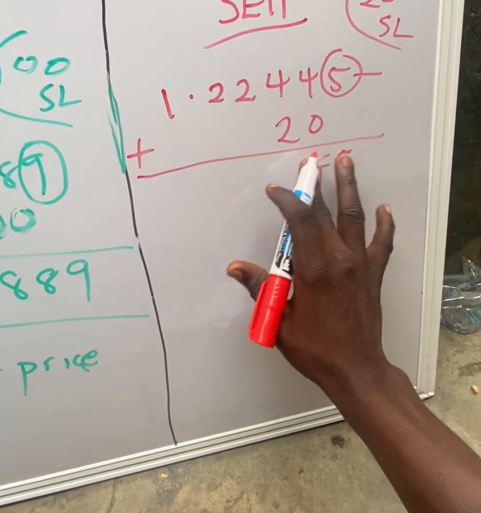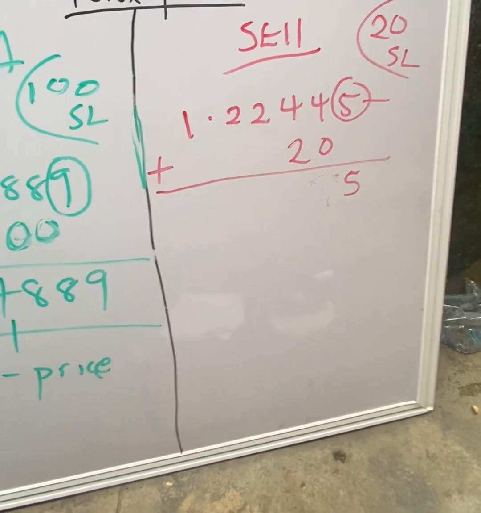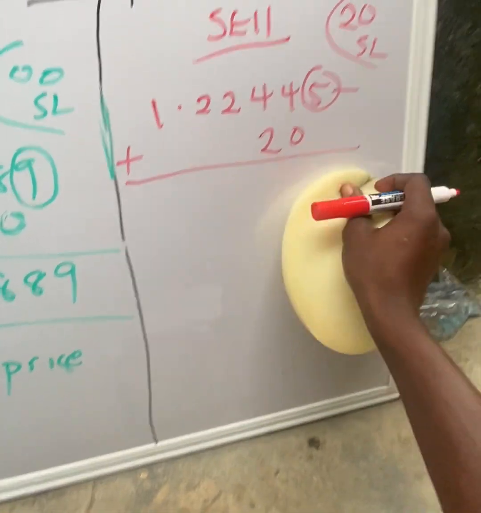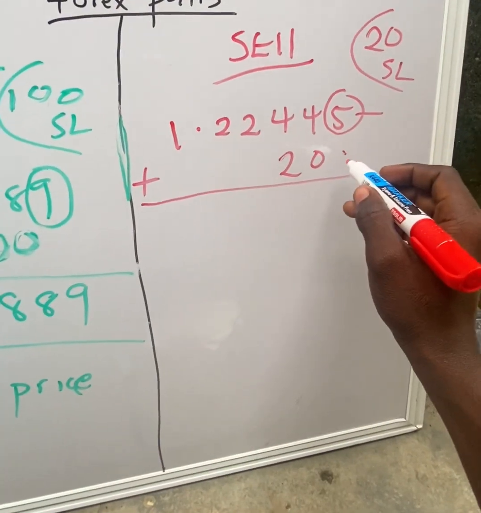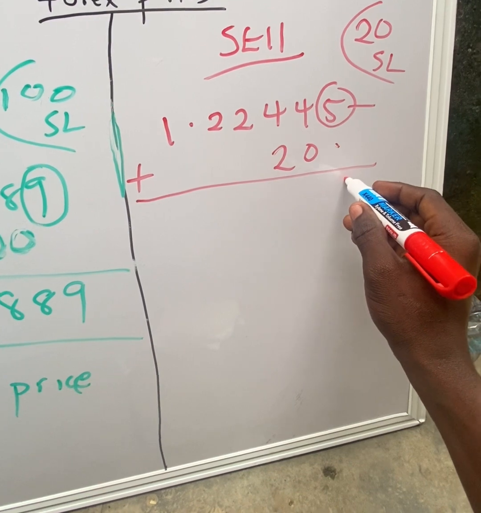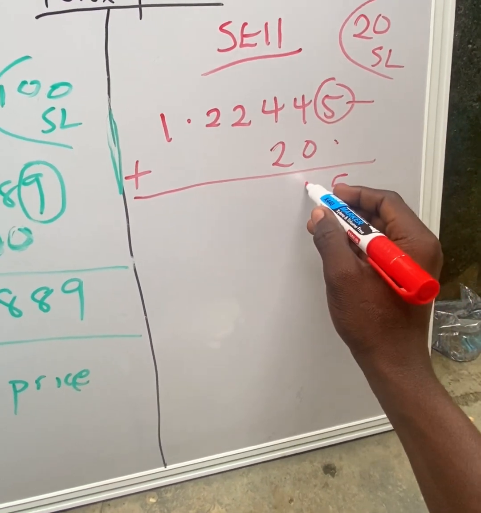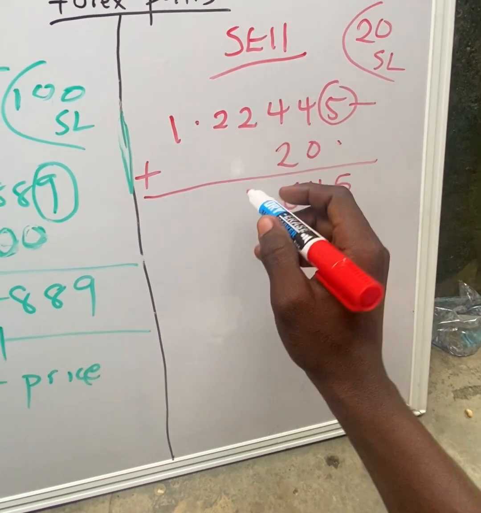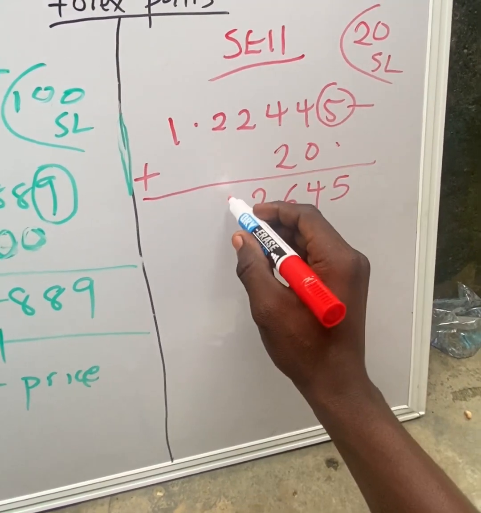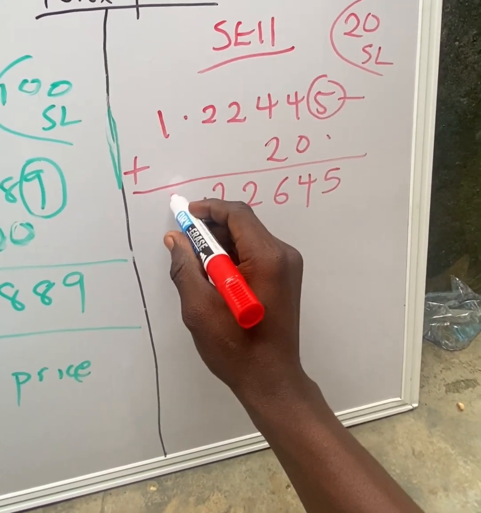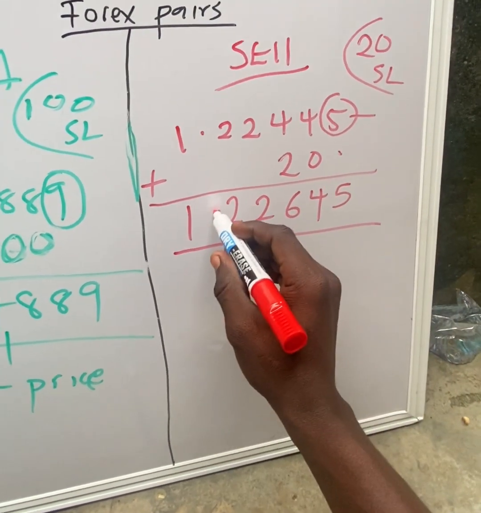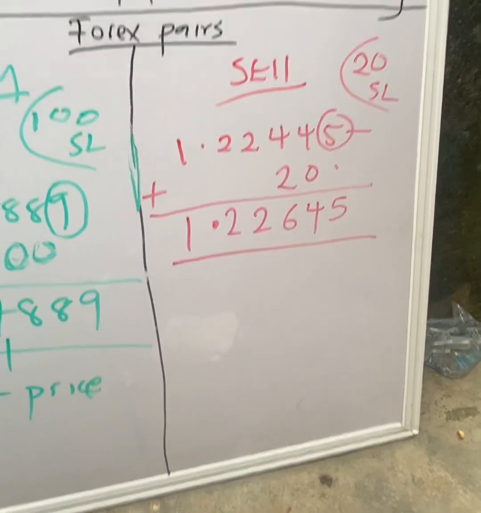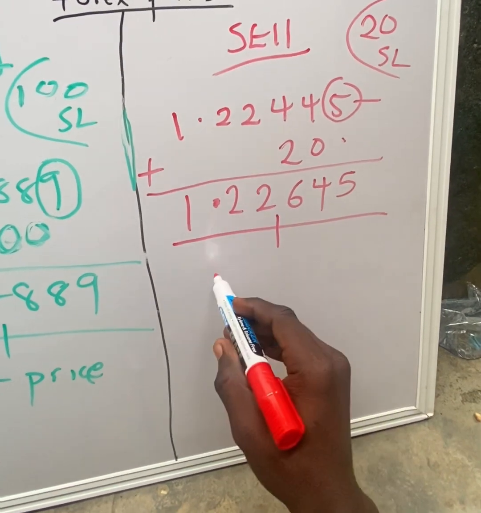No, sorry. This is 5 plus 0. There's an invisible 0 here. So 5 plus 0, we have 5. 4 plus 0, we have 4. 4 plus 2, we have 6. 2 plus 0, we have 2. 2 plus 0, we have 2. 1 plus 0, we have our 1. Put your decimal points here. You can see, this is the SL price.